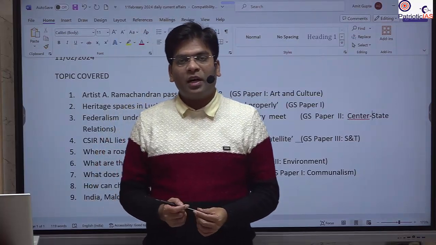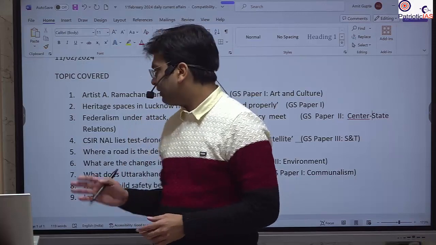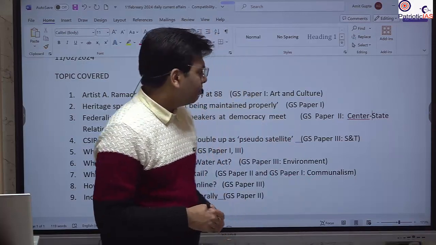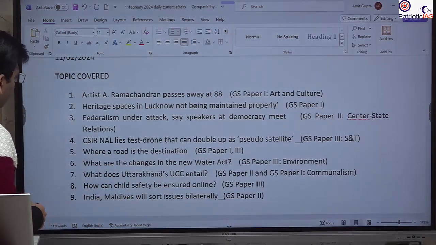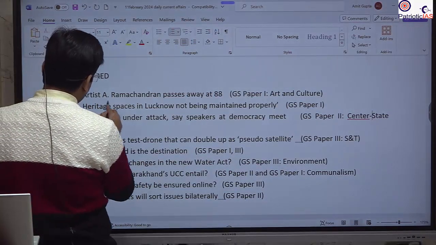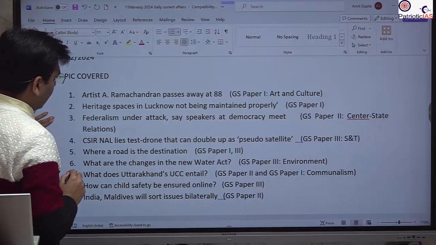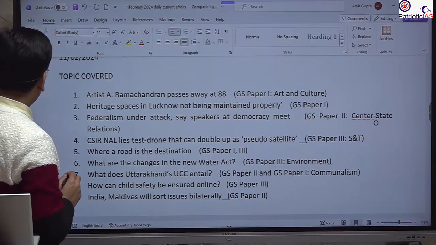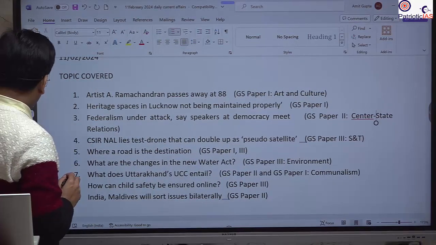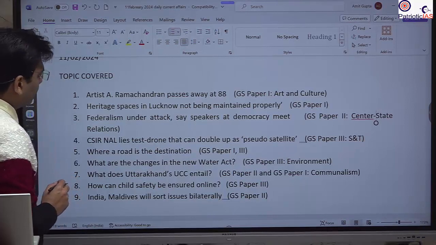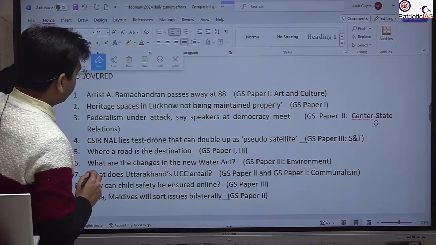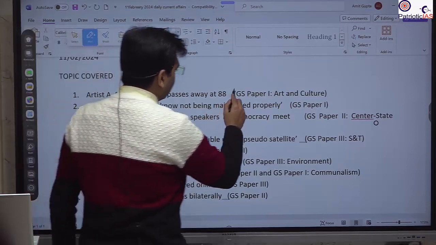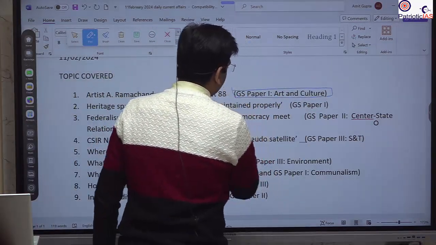We will start our IAS PCS daily current affairs, and under that the major topic that we are going to cover is this. We will start with the artist A. Ramchandran. He has now passed away. This is sad news. But we will try to read through the features or characteristics of his painting. He was a painter, so we will try to get it under the GS paper 1 art and culture.